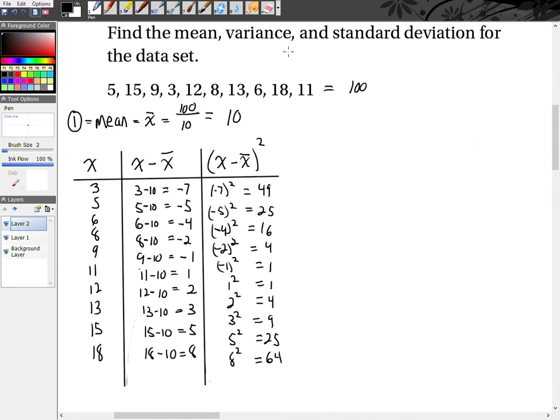Now, in order to find the variance, I need to find the mean for this set of squared deviations. So I went ahead and I got these squared deviations, and now I need to find the mean for this set of numbers. So basically the same thing that I did at the beginning, add them all together and divide by the number of data points, which we know is 10. So when I add these numbers together, 49 plus 25 plus 16 plus 4 plus 1 plus 1 plus 4 plus 9 plus 25 plus 64 is 198. And 198 divided by 10 is 19.8.